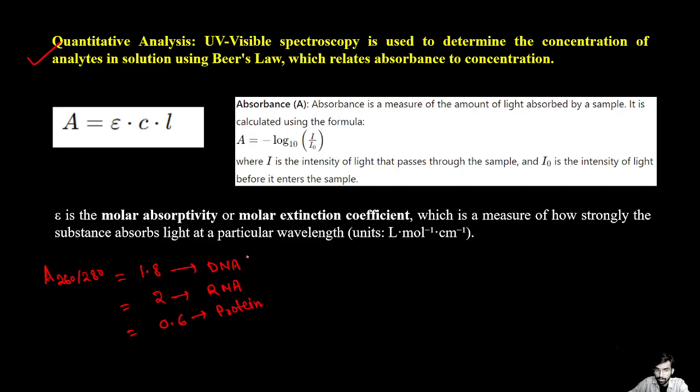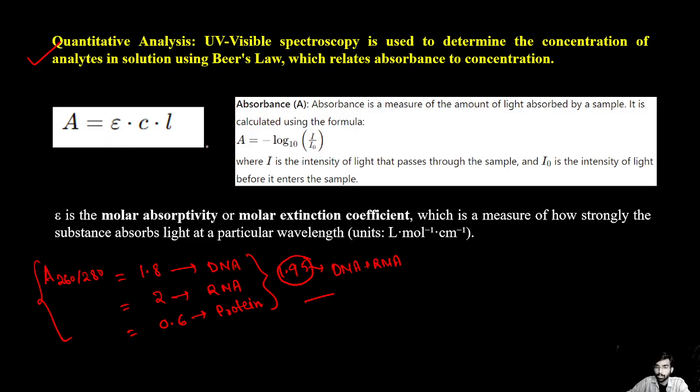If the 260 by 280 ratio is around 1.95, that indicates the sample has DNA plus RNA, that means some RNA contamination is there, right? So from that 260 by 280 ratio you can get to know the property of your sample, whether there is any contamination or not. Now let's know about the Beer-Lambert law.